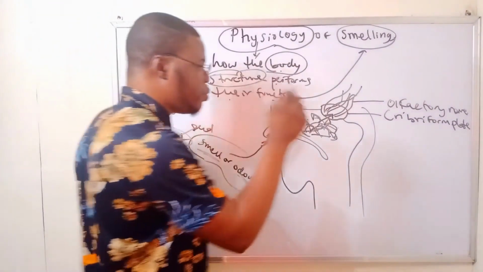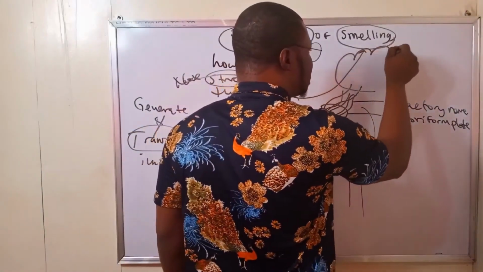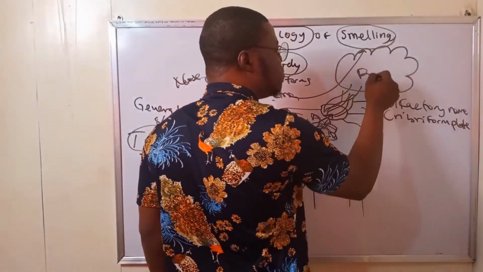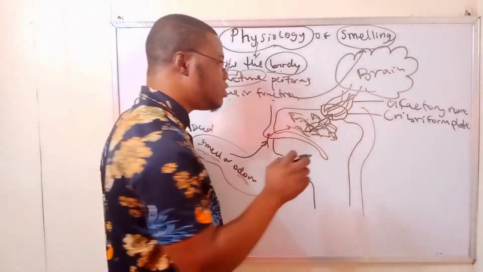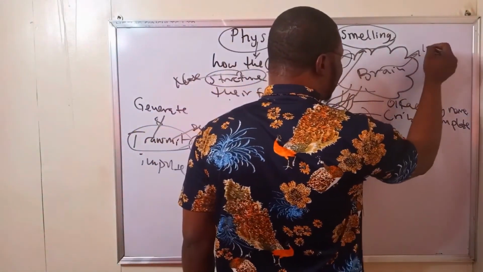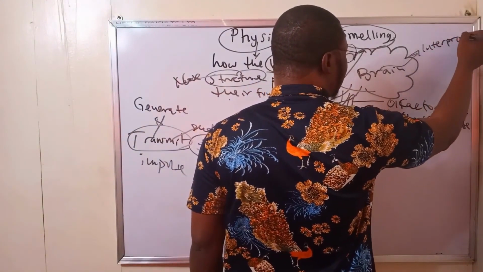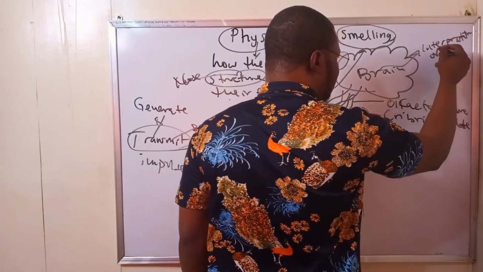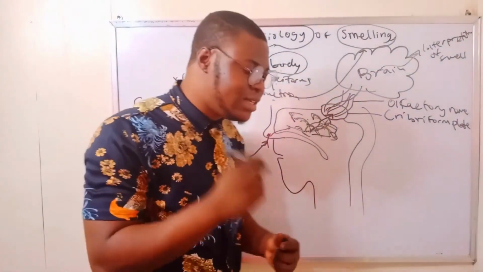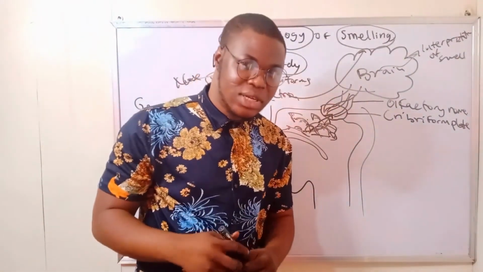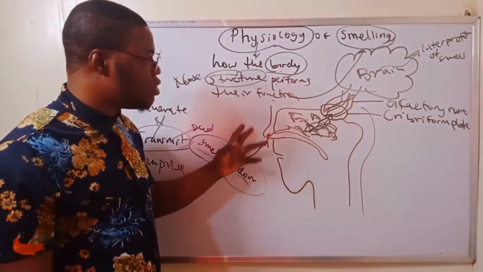And after doing that, they perform their second function, which is transmit, which also means send. And now they will send it straight up into the brain. And now what will the brain do with that impulse? The brain is going to do just one thing, and that is interpretation of the smell or odor. So the brain is going to interpret it to you that this is what we are perceiving. And that is the physiology of smelling.